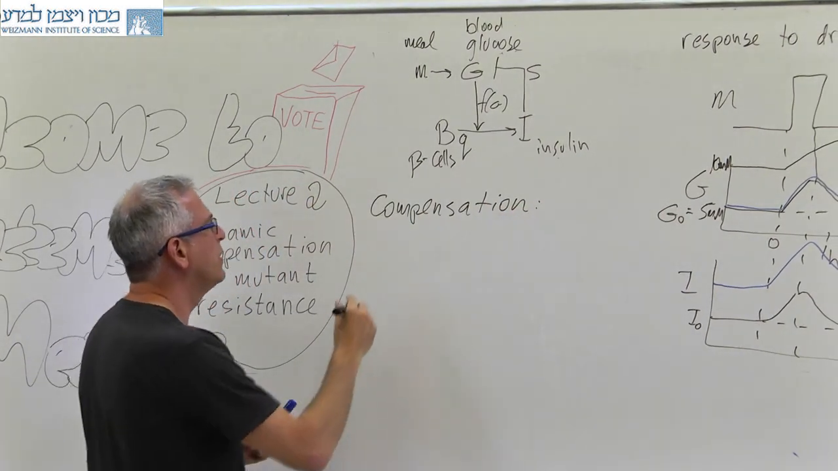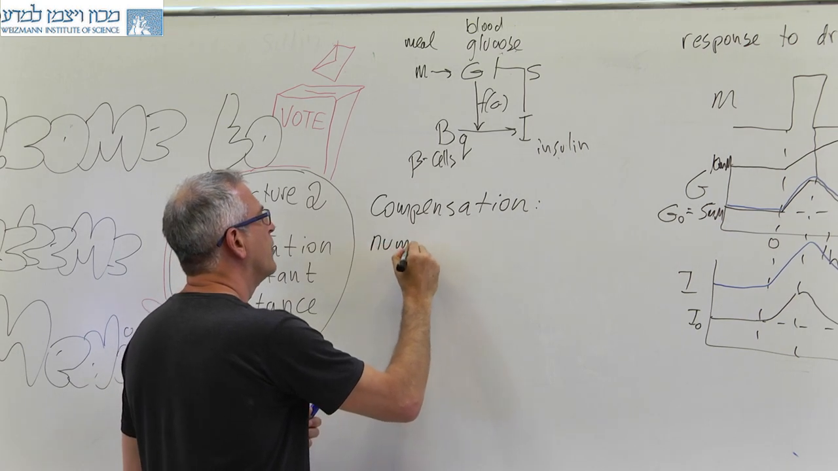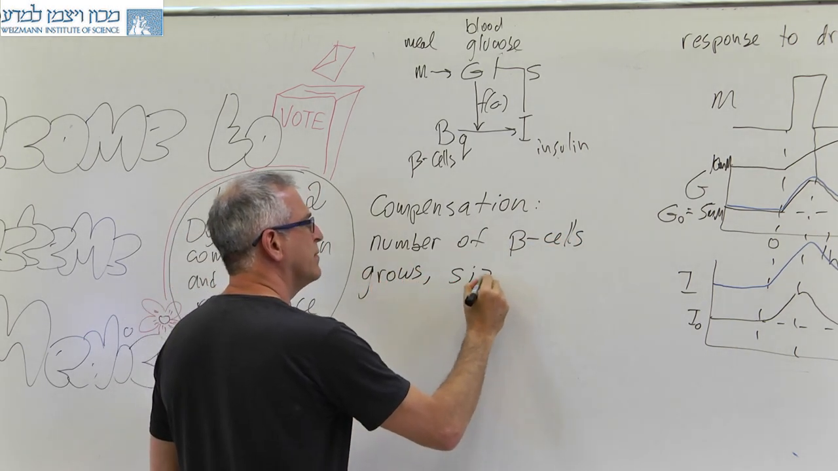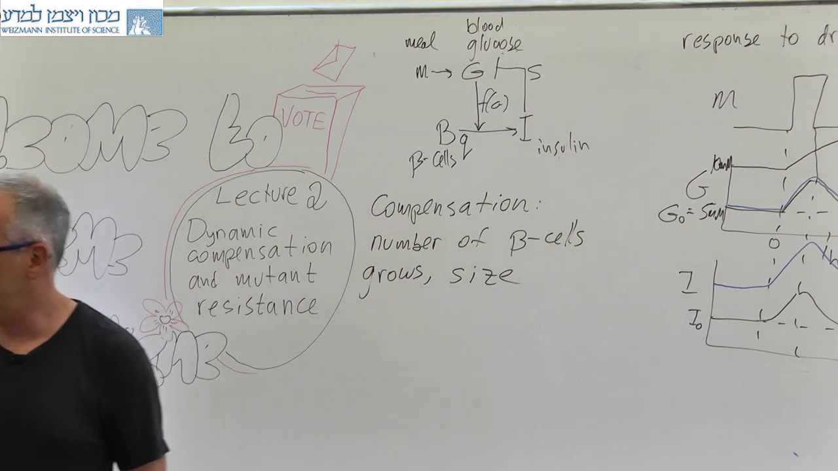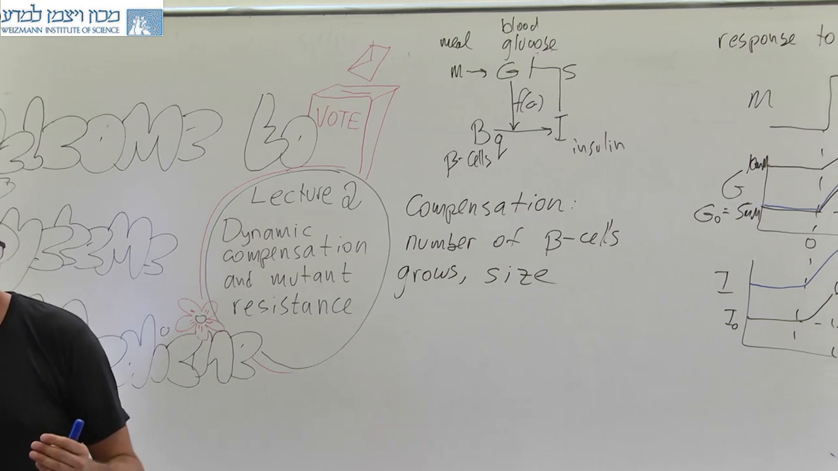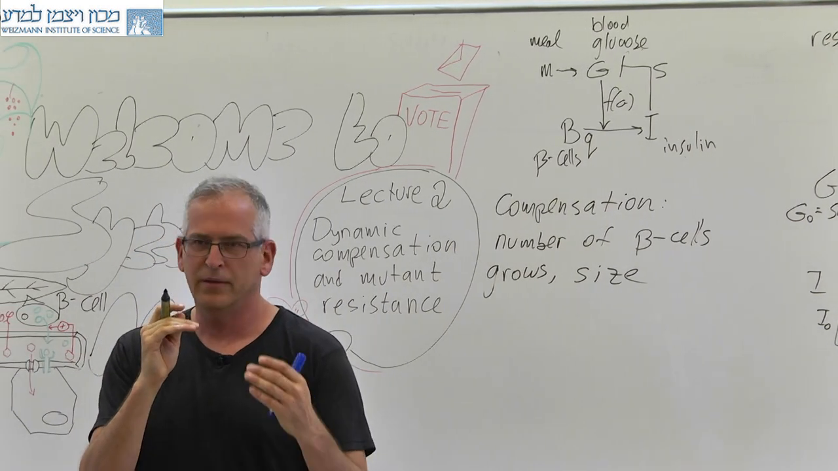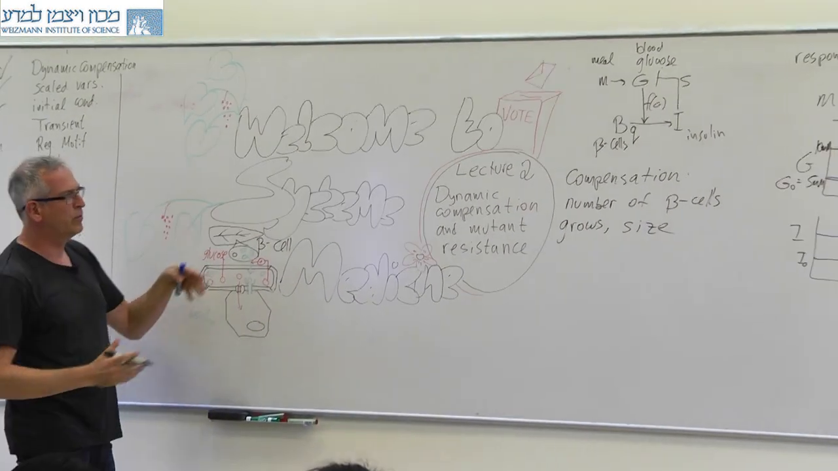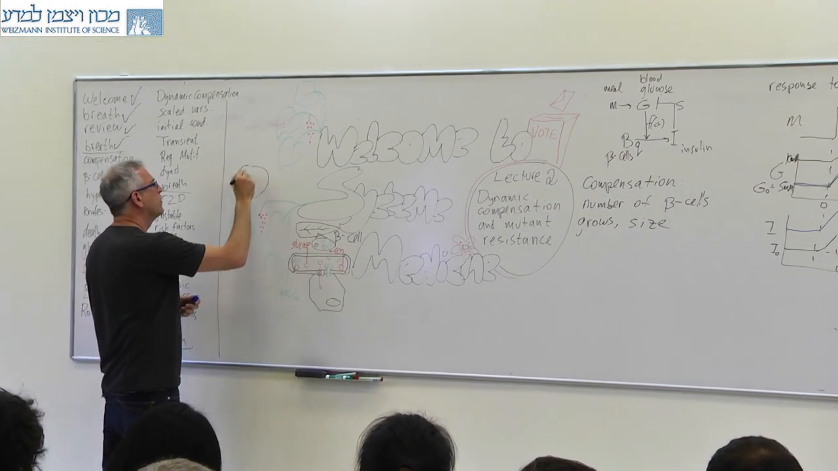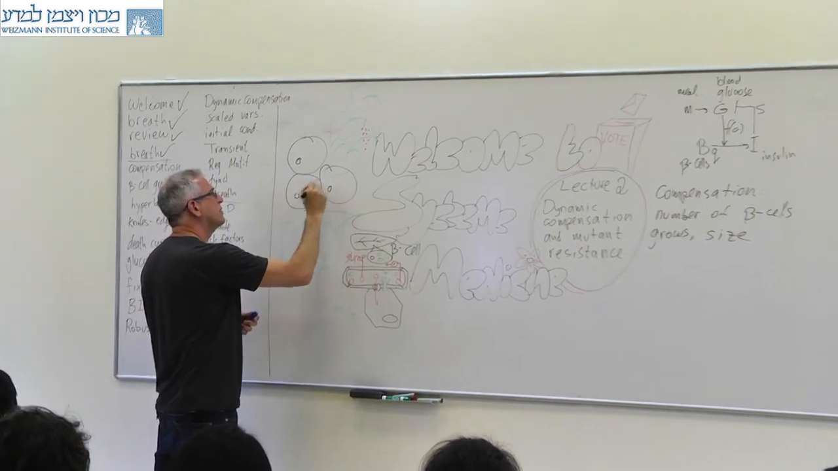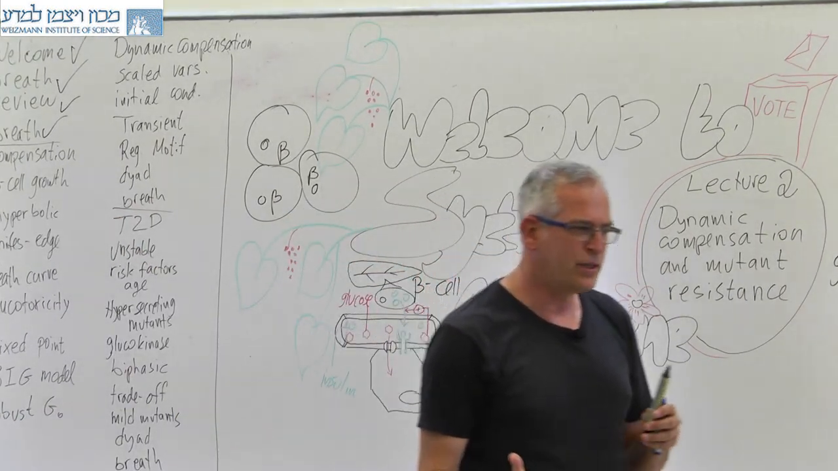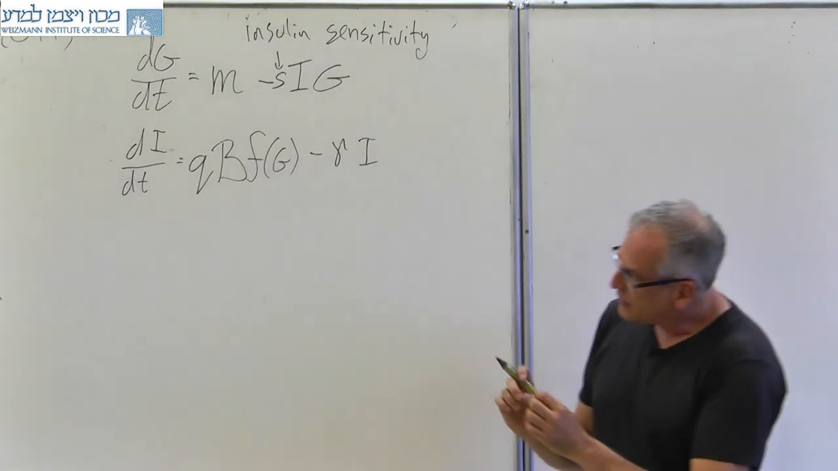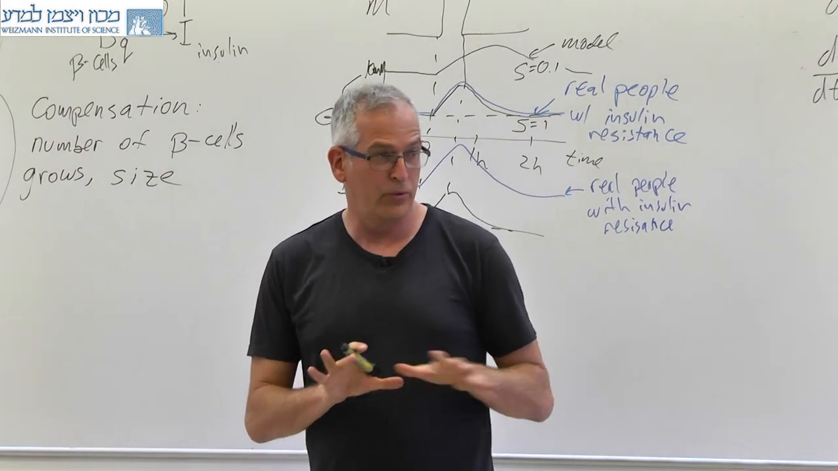And the way it works is that the number of beta cells grows, and also their size. So they have more beta cells, and they secrete more insulin, in a way that somehow precisely balances the reduction in insulin sensitivity. That's the way it works. So if you look at the pancreas of people with obesity, you find bigger and more beta cells in the islets. Hyperplasia and hypertrophy. Number and size of cells grow. So there's another feedback loop here about cell number and size that we need to understand, and we will understand.